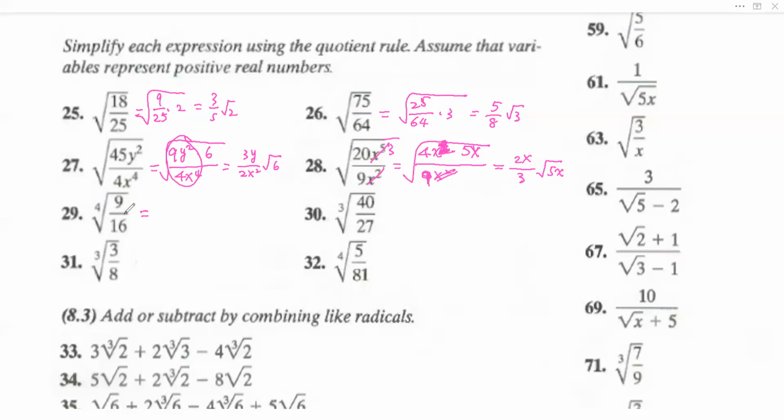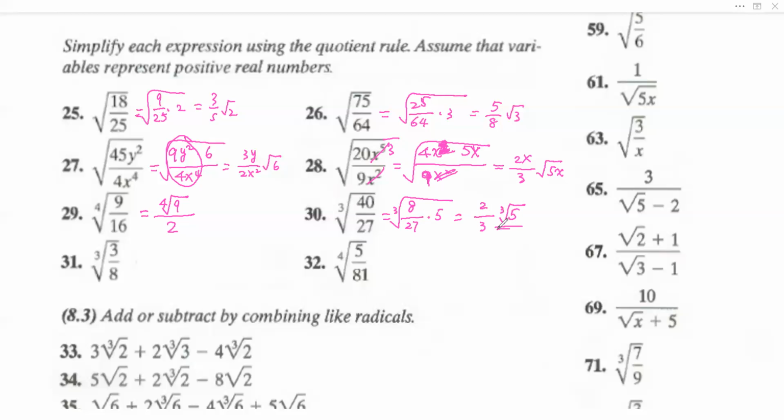Here is 4, so 9. 9 cannot take a fourth root, so you keep it as it is. And here 2 to the power 4 is 16, so you can take it out as 2. Similarly, here is 8, which is 2 to the power 3, and 27 is 3 to the power 3, 3 cubed. Times 5 under the cubic root. So you got 2 here, right? Check your answers as well.